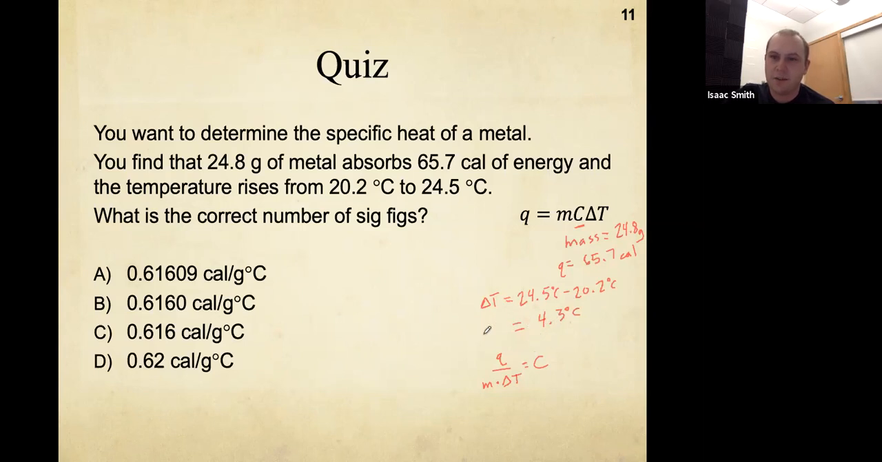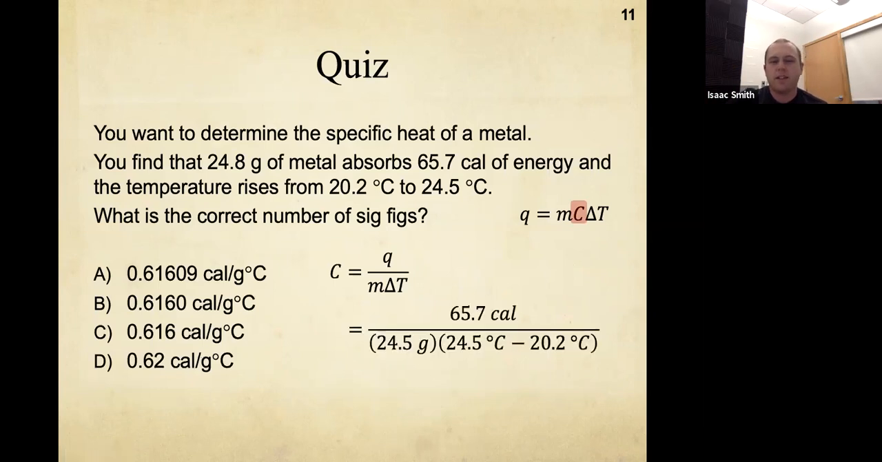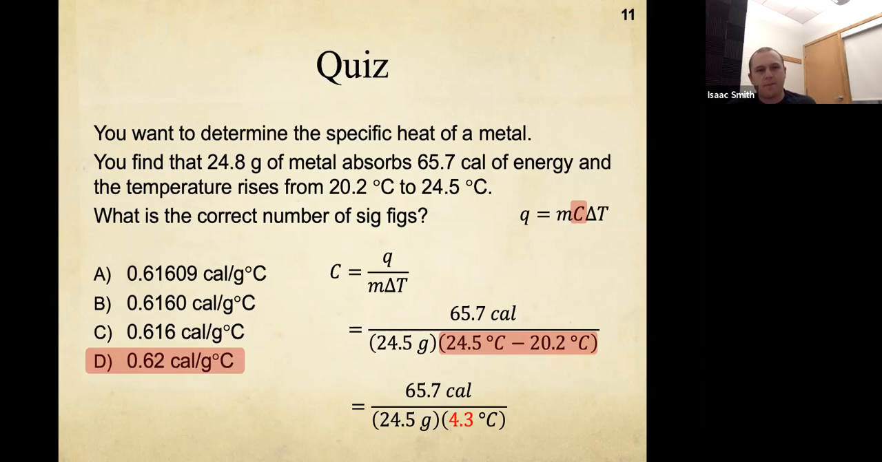So our answer is going to have 2 sig figs, which means without doing the calculations, we can just say our answer is D. But if you did run through this, you'd probably find that as well. So let me walk through it here, rearrange the equation, and then put all the numbers on there. And those 2 sig figs will limit your answer to D, okay? All right.